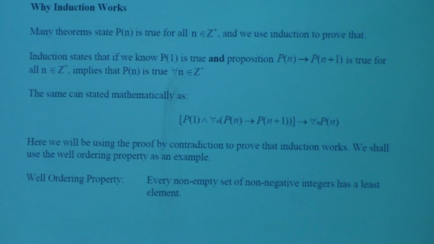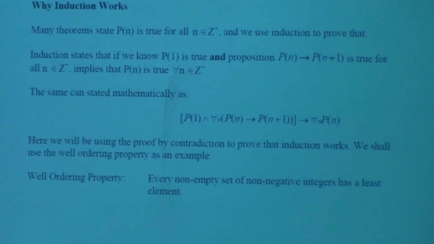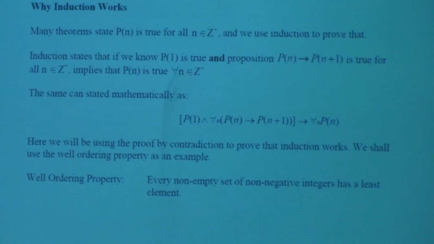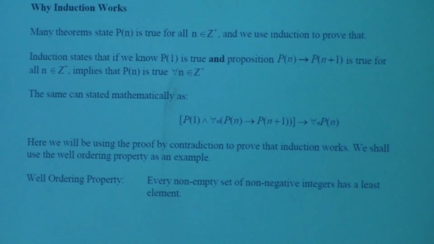Okay, so we are going to use something called the well-ordering property as an example. The well-ordering property is very simple. The well-ordering property basically is talking about a set of non-negative integers. Non-negative integers include 0, 1, 2, 3, any combination of any number 0 or higher as integers. If the set is of non-negative integers and it is non-empty, then by definition it has what we call a least element, the smallest element.